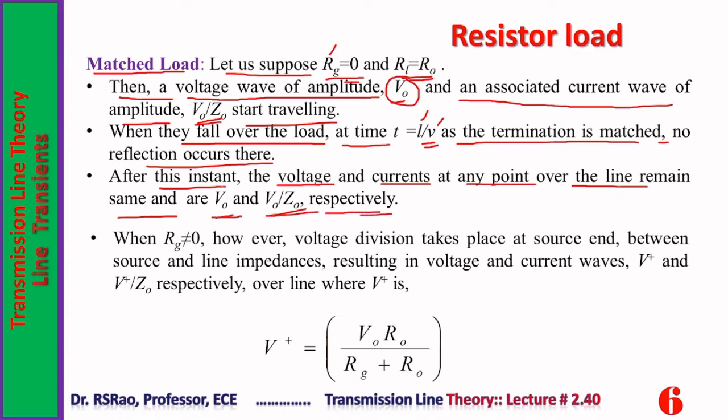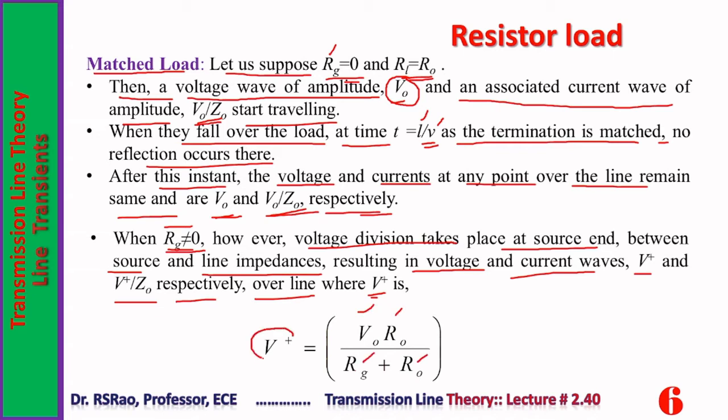When Rg is different from 0, the internal resistance of the source is non-zero, then what happens? Voltage division takes place at the source end between source and line impedances, resulting in voltage and current waves V plus and V plus by Z0 respectively over the line, where V plus is V0 times R0 by (Rg plus R0). This is V plus. When Rg equal to 0, it is V0. When it is non-zero, it is V plus. Except that, everything is the same.